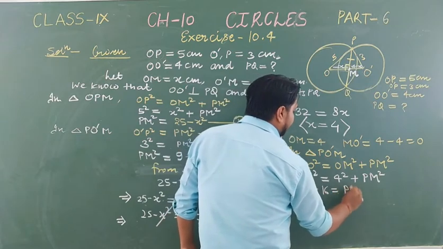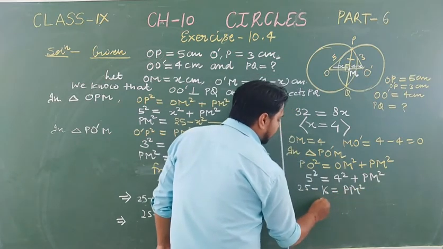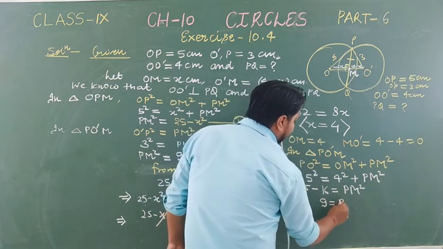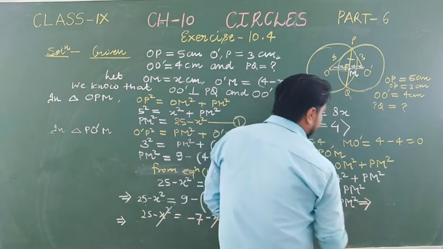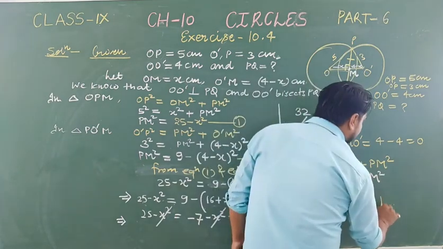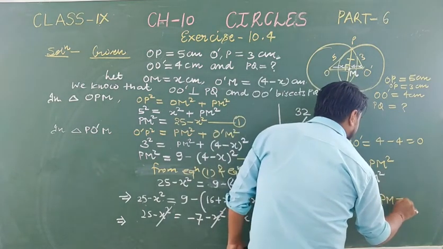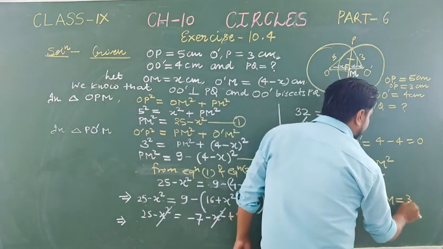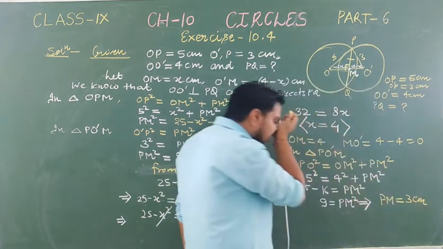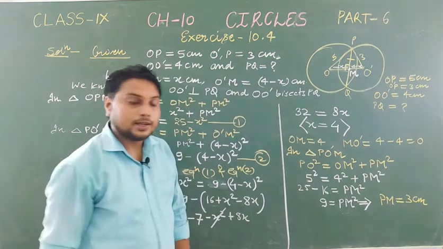So what will be the value of PM square? It is 9. So PM will be what? PM square is 9, so the value of PM will be 3 centimeter because 3 is the square root of 9.